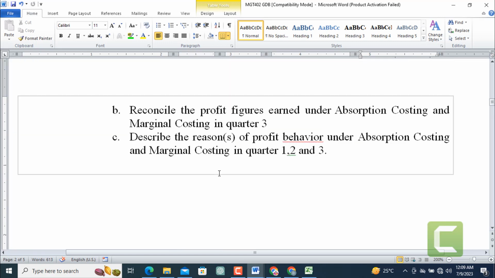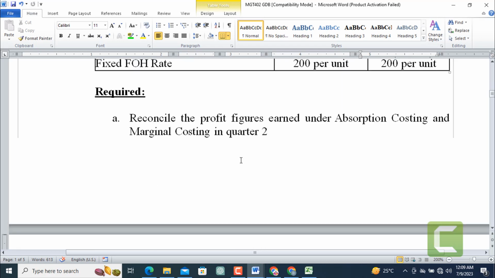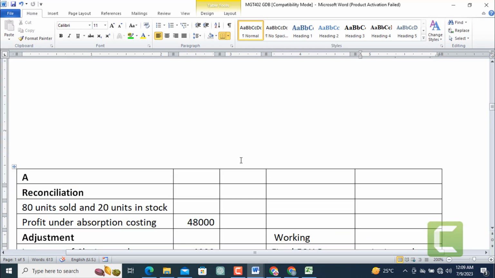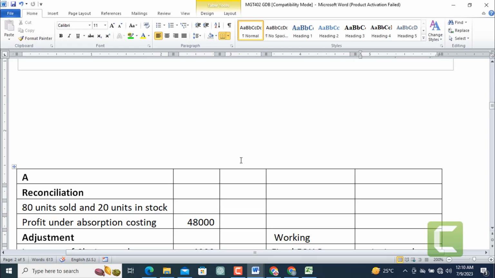Look at this, I am going to show you the table one more time. Here 68,000, by adding 2,000 to the profit of 66,000, we get the same figure. Now come to part 3 and describe the reasons for profit behavior under absorption costing and marginal costing in quarters 1, 2 and 3.